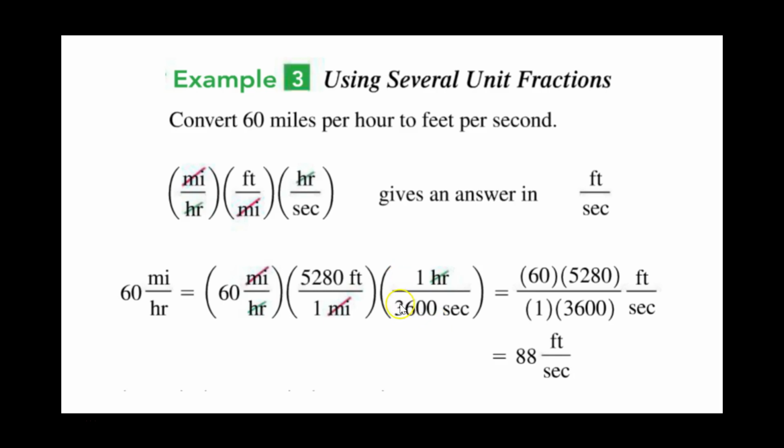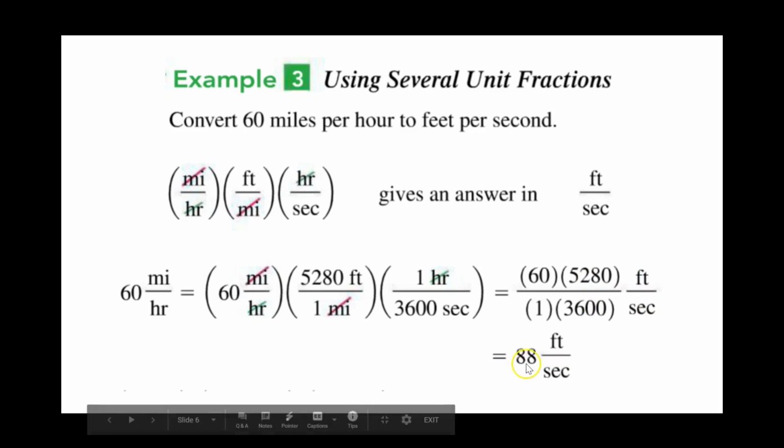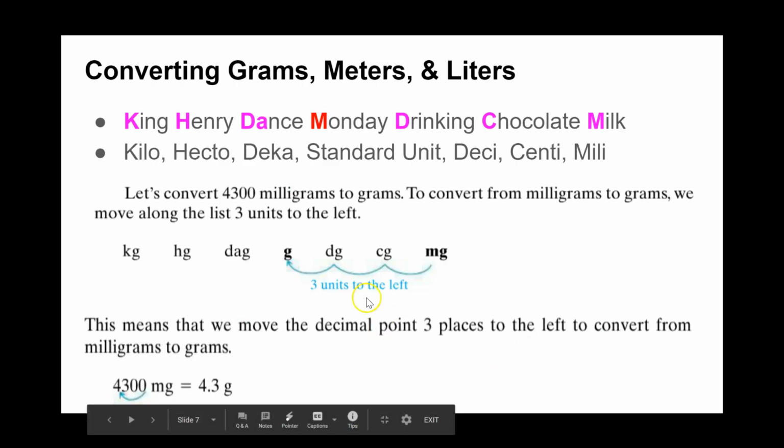When you do it here, you might have an extra one, but I went ahead and combined and said in 1 hour there are 3,600 seconds. So multiply everything on top: 60 times 5,280. Multiply everything on the bottom. Then once we get our answer, divide it, and we should get 88 seconds.